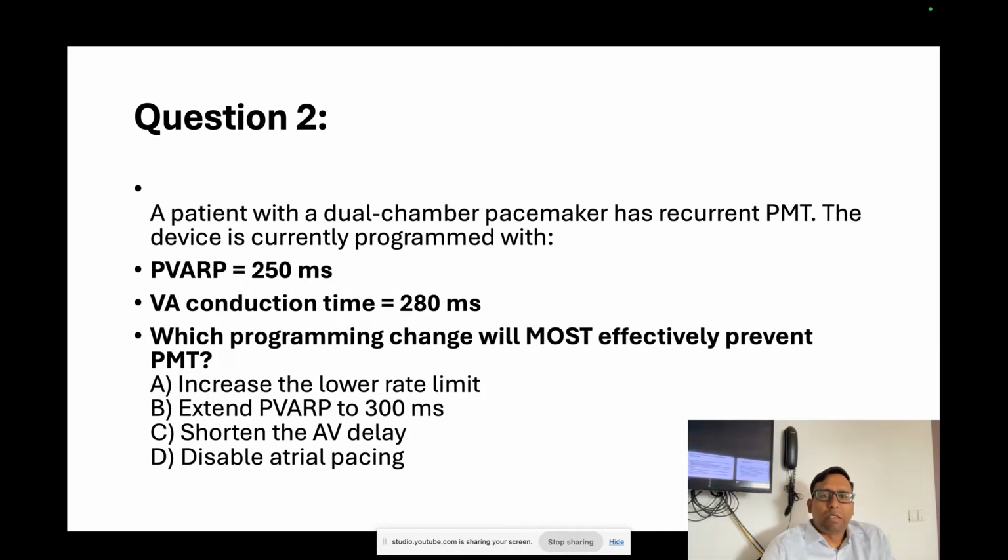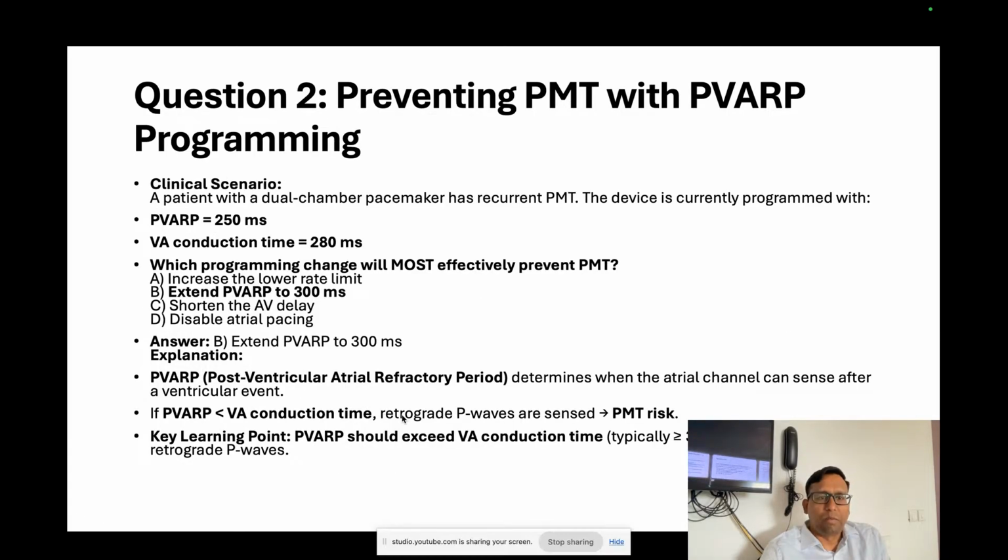A patient with a dual chamber pacemaker has a recurrent PMT. The device is currently programmed with a PVARP of 250 and the VA conduction is 280. Which of the following programming changes will most effectively prevent the PMT? I think it is very easy for you. Yes, so we always act on the PVARP. So 300, you have to do it. So for VA conduction, whatever the time, you have to add 20 or 30 and it will be done.